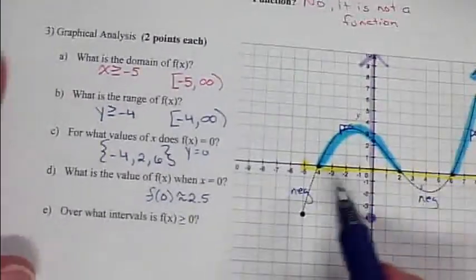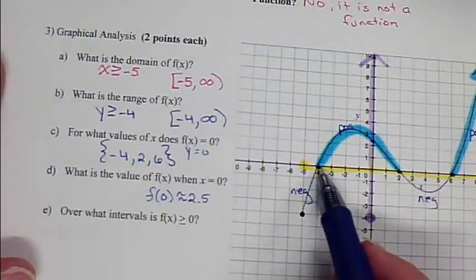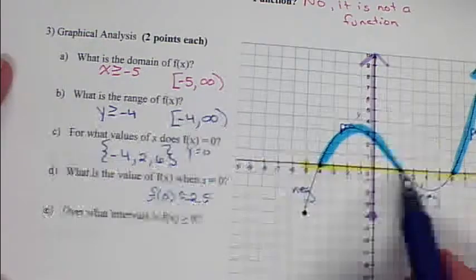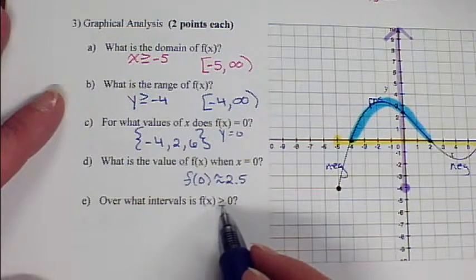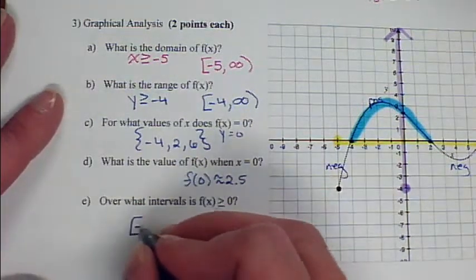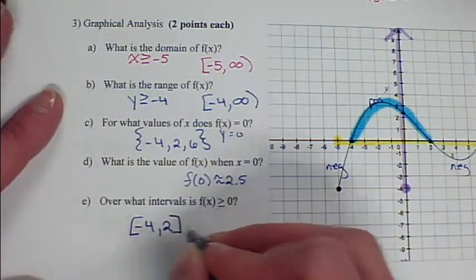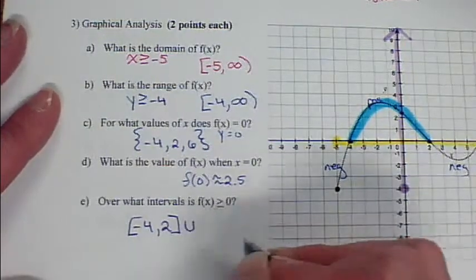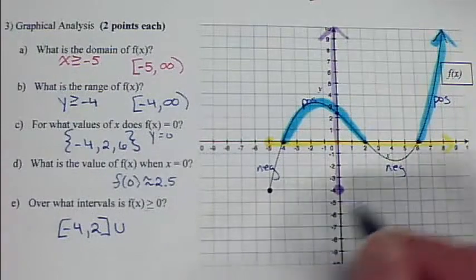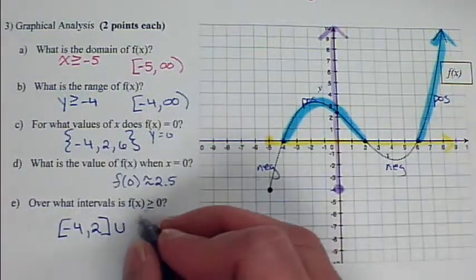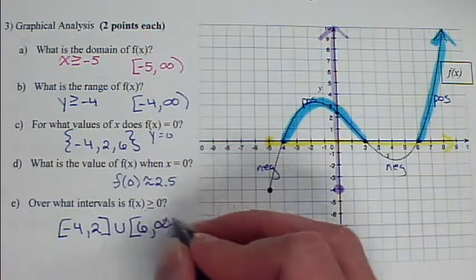Well, the x values that make this part start at -4 and go to 2. And since we are including the places where it is 0, that means we start at -4 and go to 2. And then we have a break, a gap. Remember, that means we're going to union two intervals. The next one starts up at 6 and goes on to infinity.